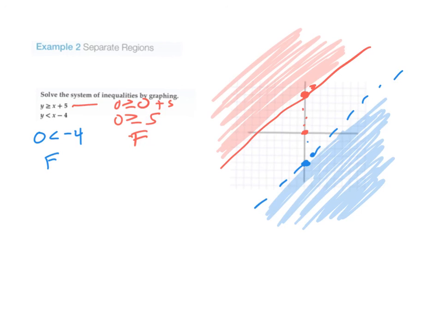And now if you look at these regions separately, there's no intersecting. So this is separate regions. So there's nothing to intersect. So there's really no solution. It's just separate regions.